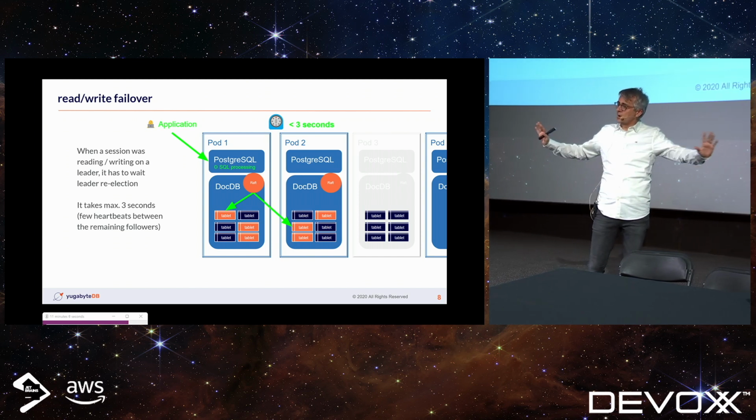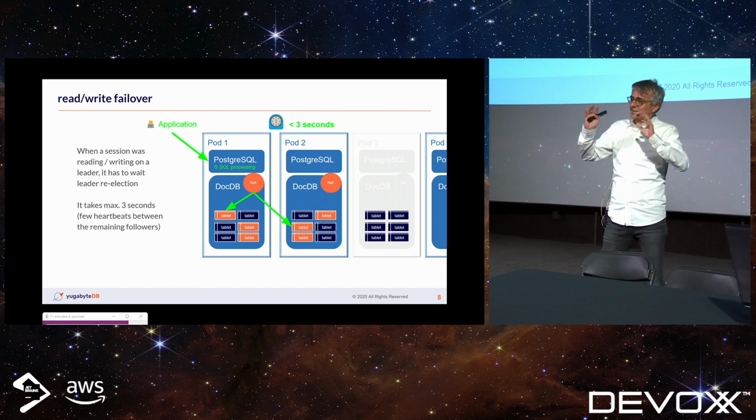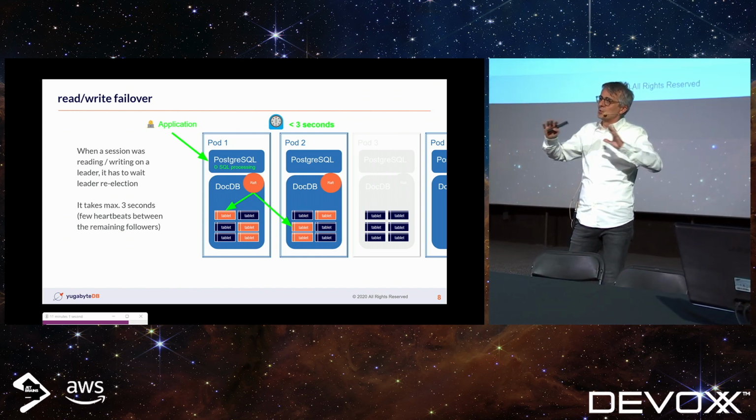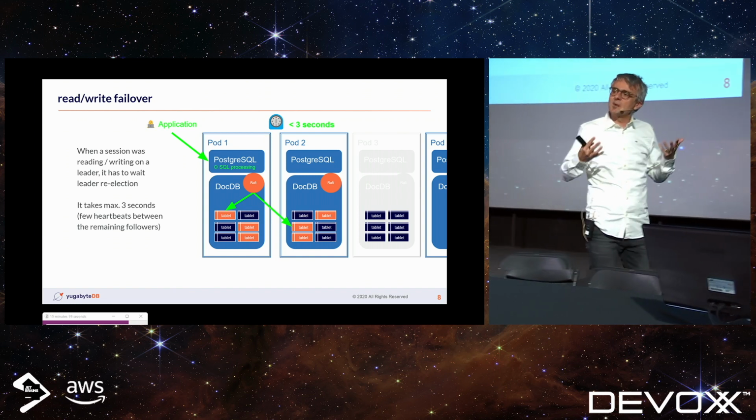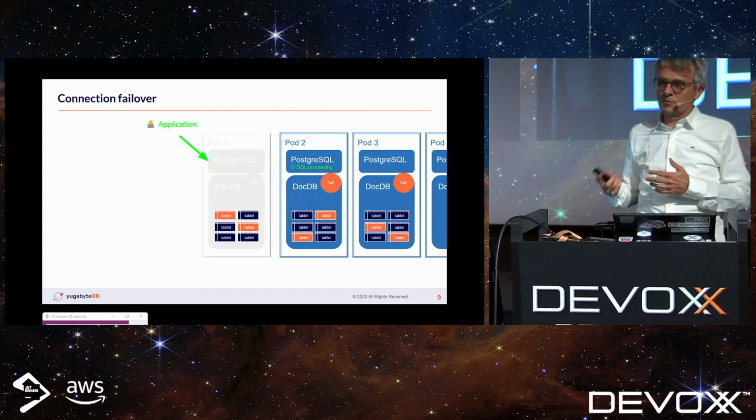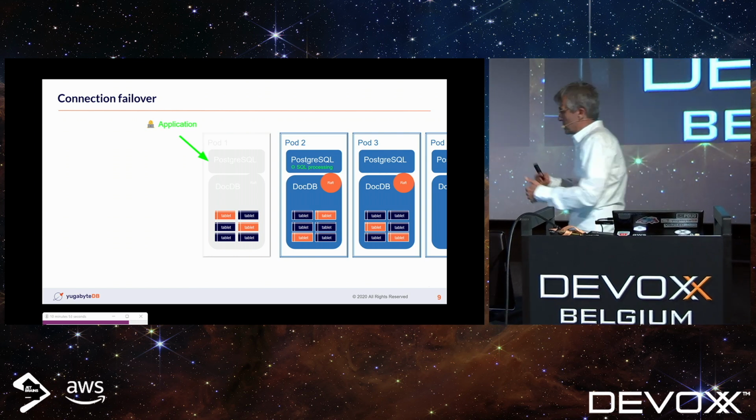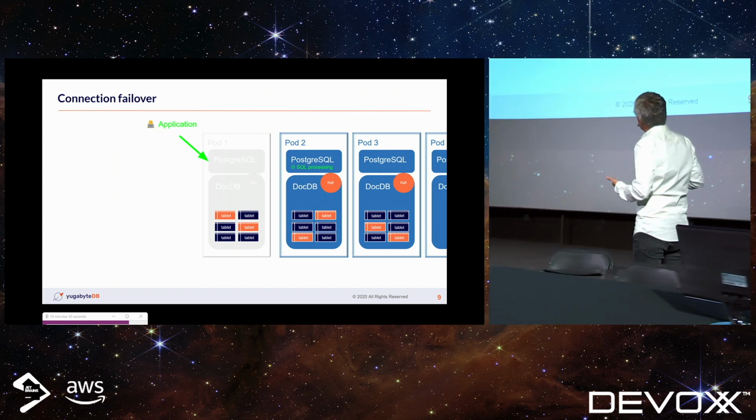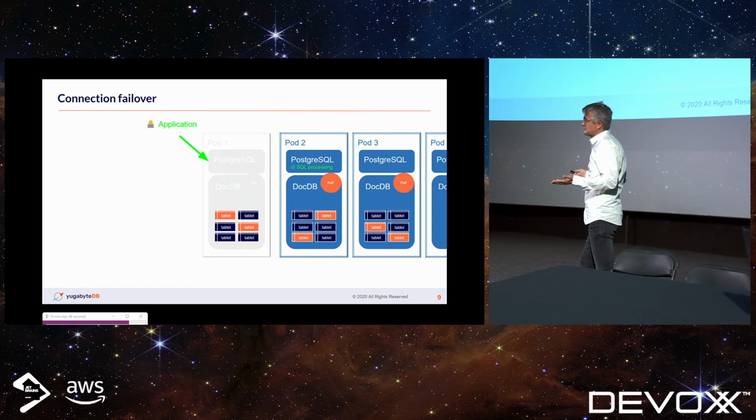So the more nodes you have, independent of the replication factor, the more nodes you have, the less impact you have when one is down. And this is totally transparent. Third case, because you can connect anywhere, bad luck, you were connected to the pod that is down.